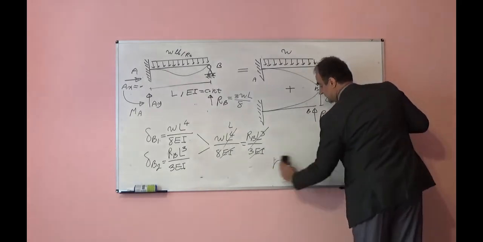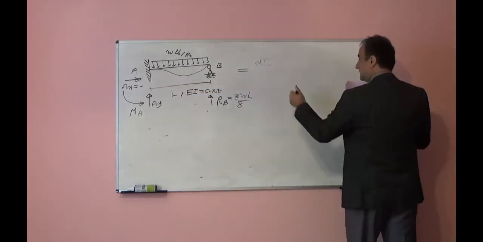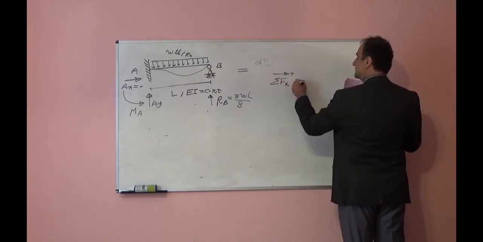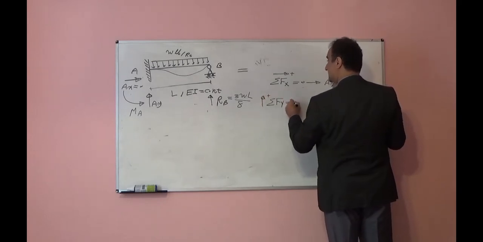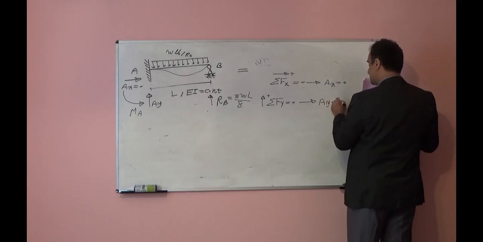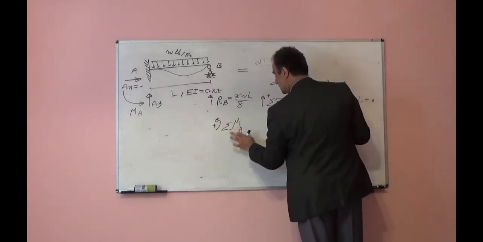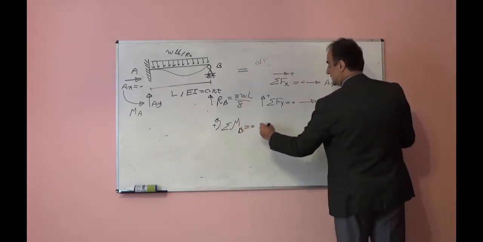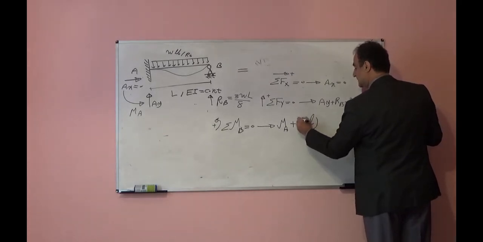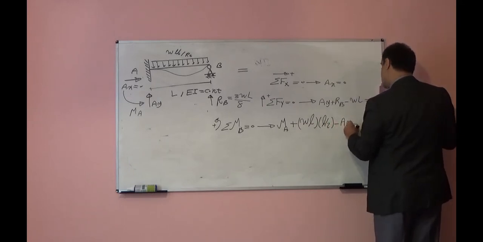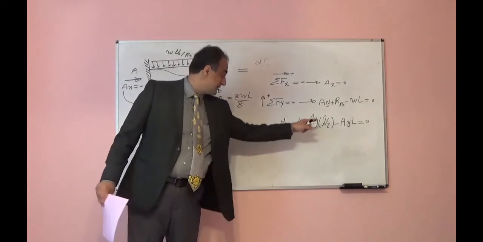Let me write those. Summation of forces in horizontal direction is equal to 0, AX is equal to 0. Summation of forces in y direction equal to 0 will be AY plus RB minus W times L is equal to 0. Summation of moment with respect to point B is equal to 0. I have MA plus W times L over 2 minus AY times L is equal to 0. So I can find AX, I can find AY, I will plug here, I will find MA.